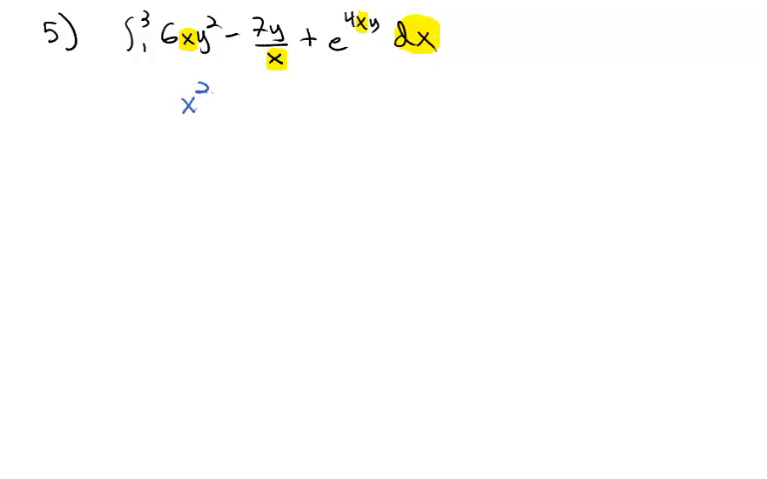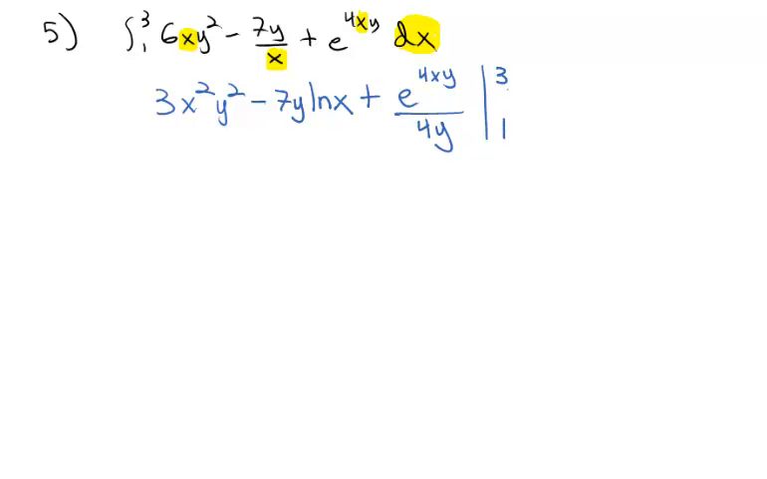So x becomes x squared, and we divide by 2, giving us a 3, with the constant y squared still there, minus 7y is a constant, and 1 over x, the integral of that, is the natural log of x, plus e to the stuff is e to the stuff divided by the coefficient of the stuff, which in this case is 4y. And we're going to integrate this from 1 to 3.